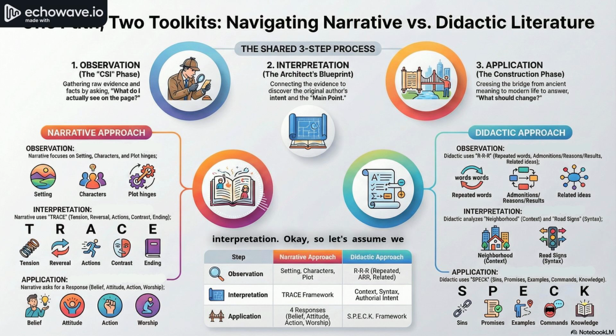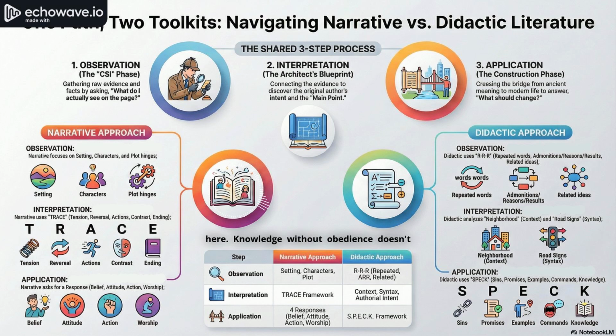You outsource the interpretation. Okay, so let's assume we have safely navigated the traffic light. We've observed carefully using our genre-specific toolkits. We've interpreted faithfully to find that authorial intent. We finally arrive at the ultimate shared destination for all genres. Step 3, application. This is where the stakes reach their peak. The sources are uncompromising here.